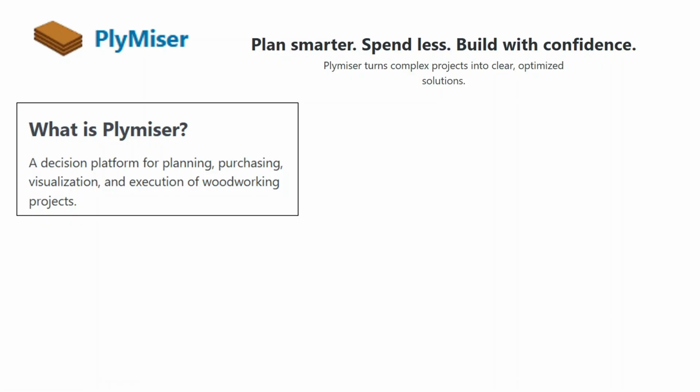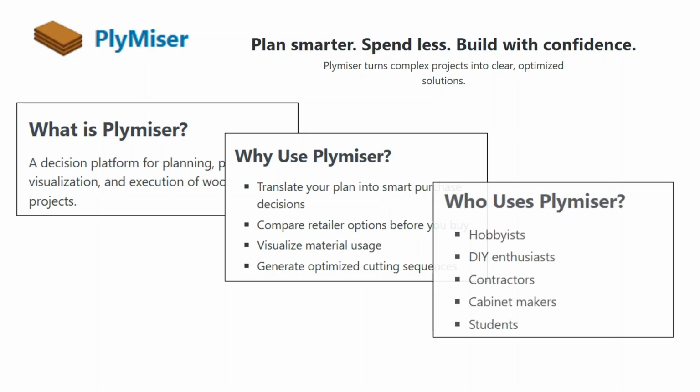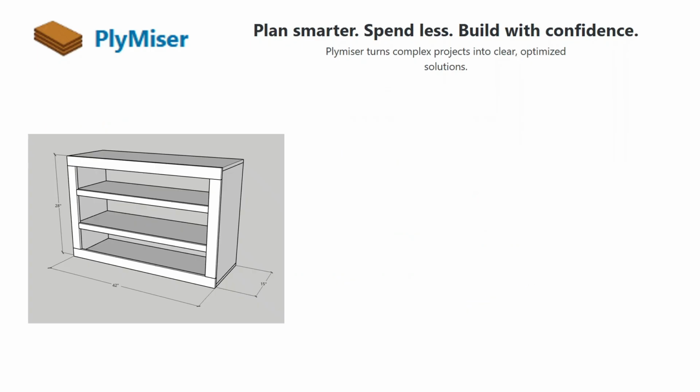PlyMiser is a decision platform for planning, purchasing, visualization, and execution steps for woodworking projects. It translates your plan into smart purchase decisions, explores retailer options so that you can optimize your cost, visualizes how you're going to lay your pieces out to make the most of your purchases, and it'll also generate cutting sequences and cutting instructions you can use in your shop. It's intended for anybody who uses traditional methods to do woodworking projects today.